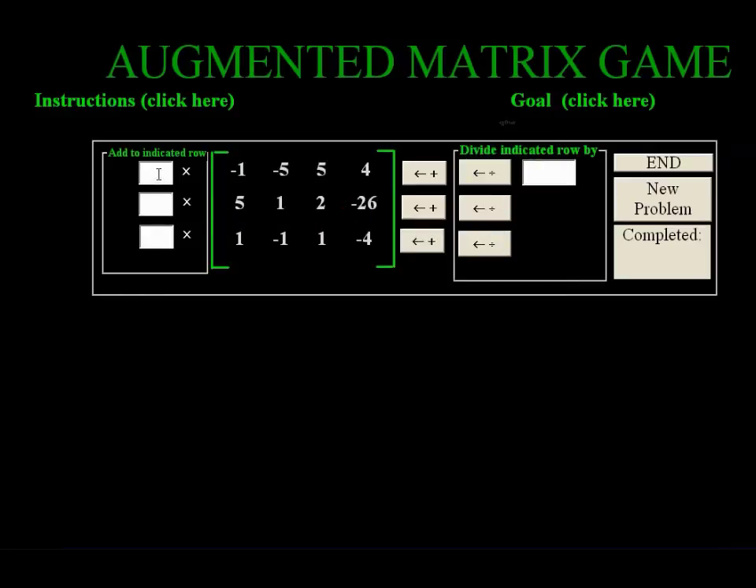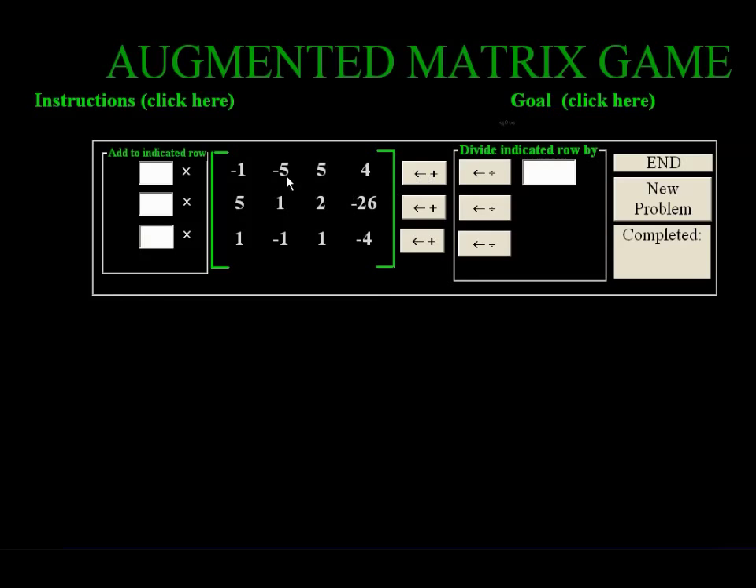To play this game, we have certain tools that we can use. We can multiply a row by any number that we put in this box. We could multiply this row by that, and this second row by what we put in this box, and the third row by what we put in this box. And then we will add these rows together, and we will put the resulting sum in one of the rows' places.